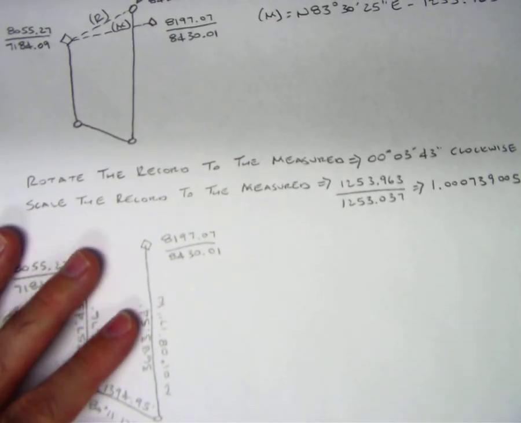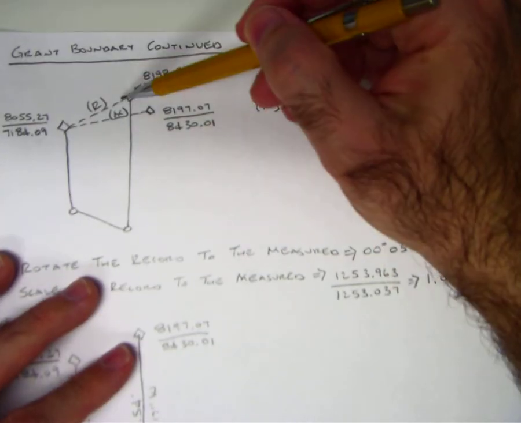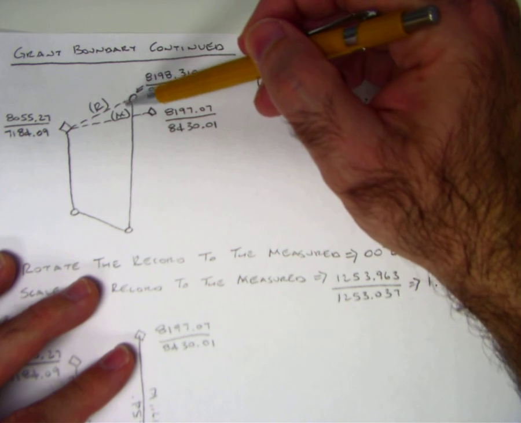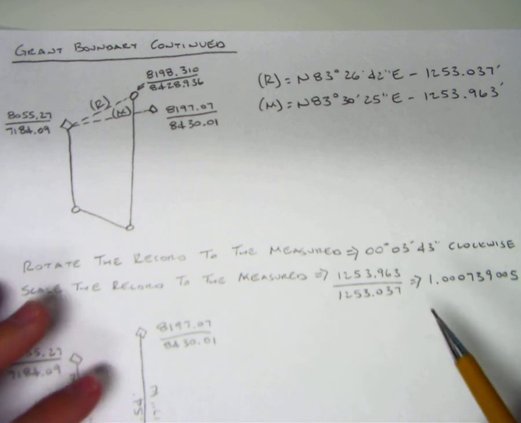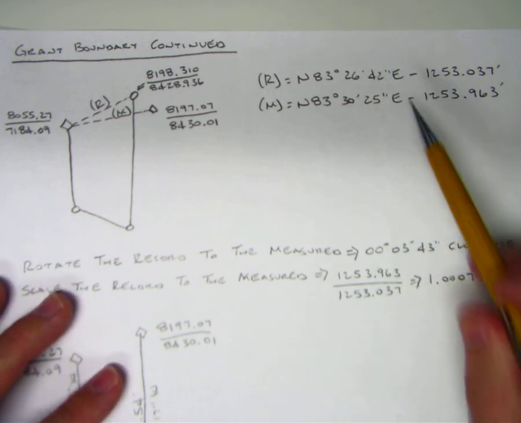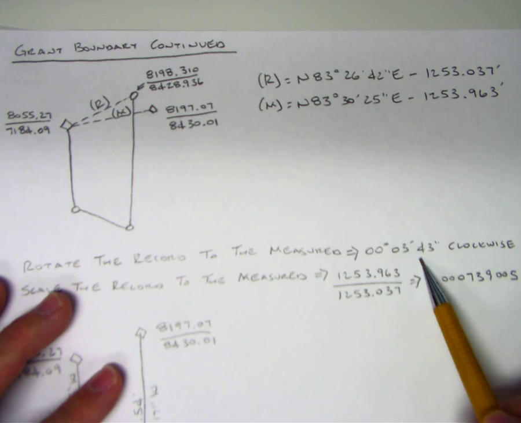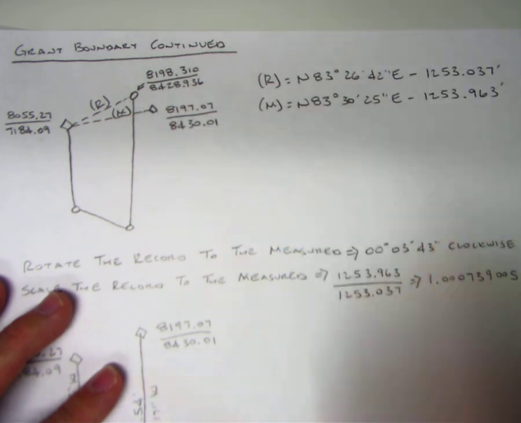Next thing I'm going to do is to rotate the record to the measured. Okay, so here's the record, here's the measured. I'm going to rotate clockwise between the two bearings. And when I do that, I get north 0 degrees, 3 minutes, 43 seconds. And again, this is clockwise because I'm going record to measured.